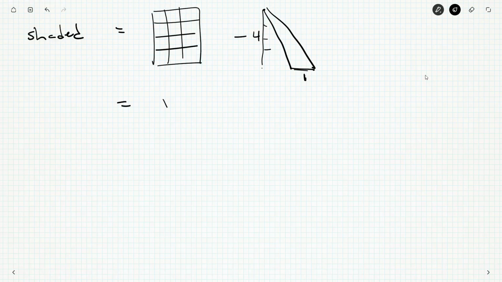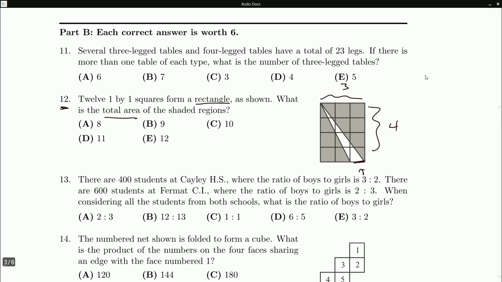So a 3x4 rectangle has an area of 12, and the triangle is 1/2 base times height. We've got 12 minus 2 is 10. So that's going to be our answer, and that is C here.